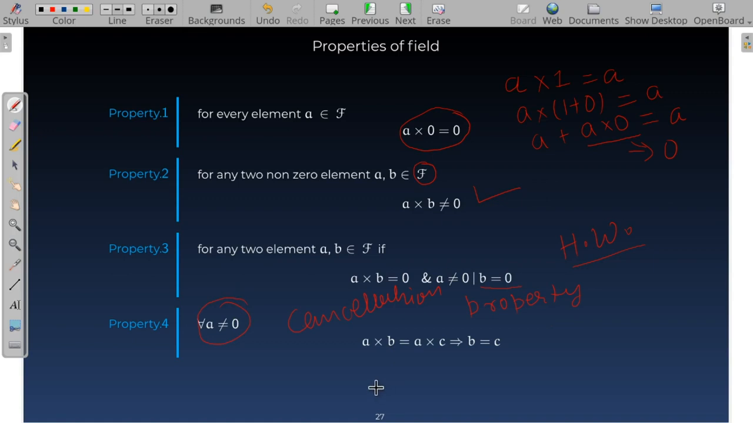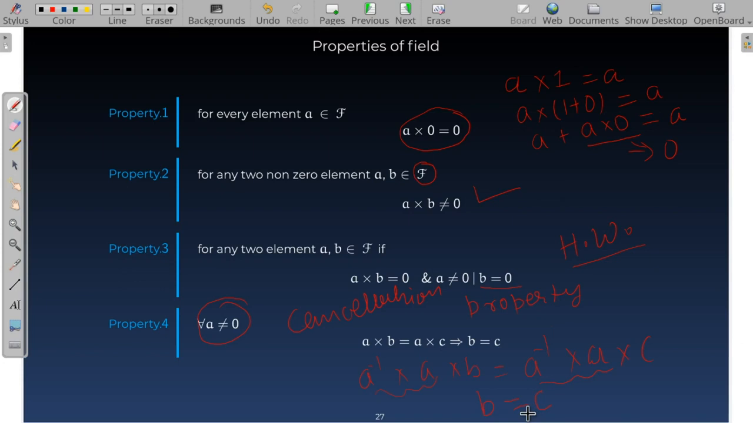Now this is also very easy to prove. You pre-multiply by a inverse on both sides, so you have a inverse times a times b, and on the right hand side as well, a inverse times a times c, and this is going to give you the multiplicative identity. So you will have b equal to c. Okay, so these are some of the properties of the field.